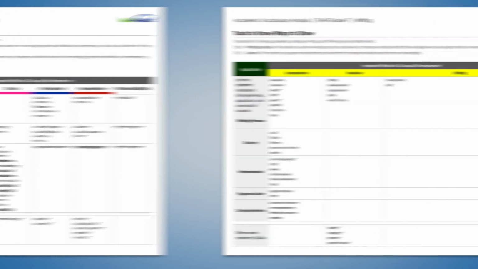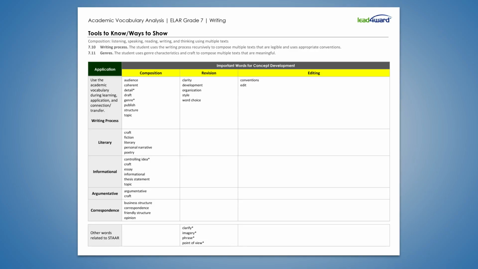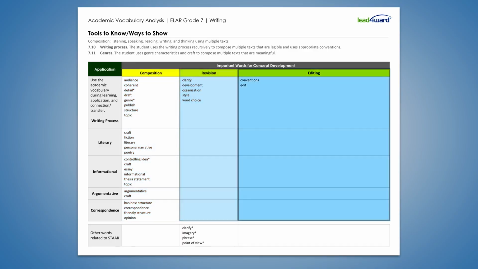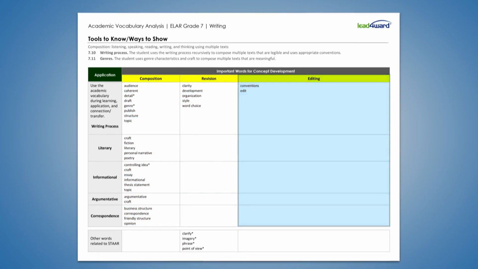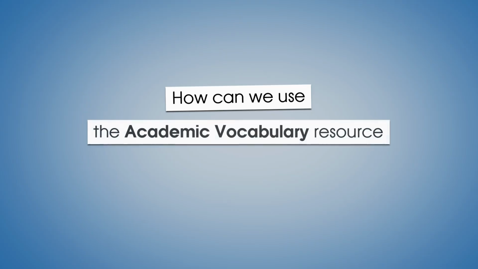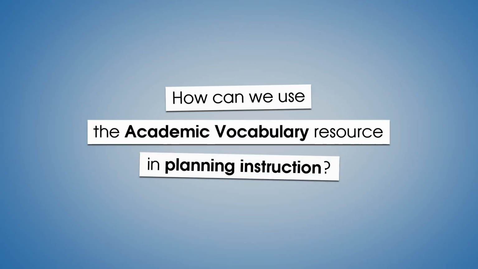Okay, so here you've got an example from writing. This vocabulary is classified into composition, revision, and editing subclusters. So how can we use the academic vocabulary resource in planning instruction? Let's talk more about this.